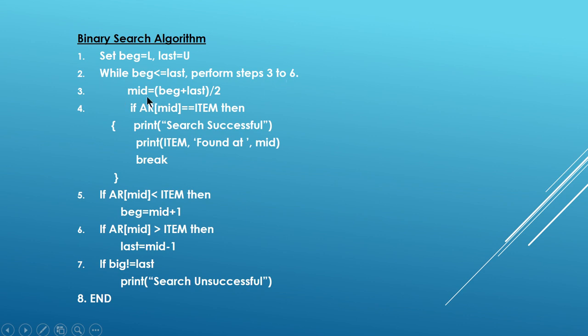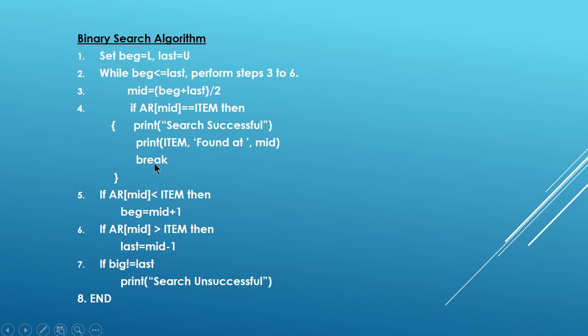So what is the third step? I am calculating the mid value. So mid is equal to beginning plus last divided by 2. Okay, so if it is 10 elements, 0 plus 10 divided by 2 will give you 5. Okay, so 5 is the middle element. And I am checking if A of mid is equal to item. So if the mid item is the item that you are looking for, then you say search successful, and then you are printing. And when I say this, immediately you can say that it is your base case.